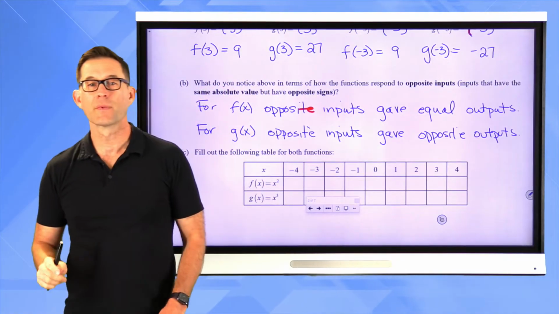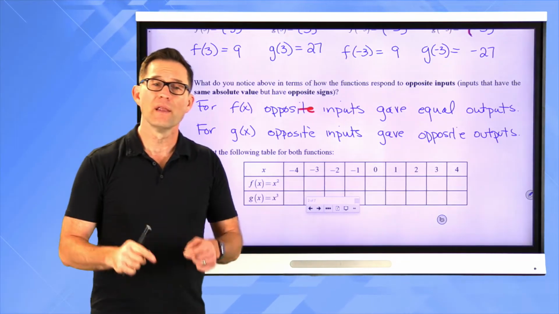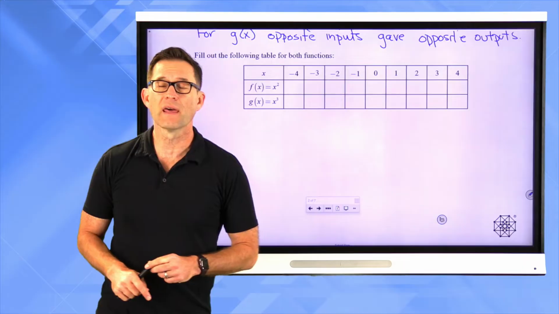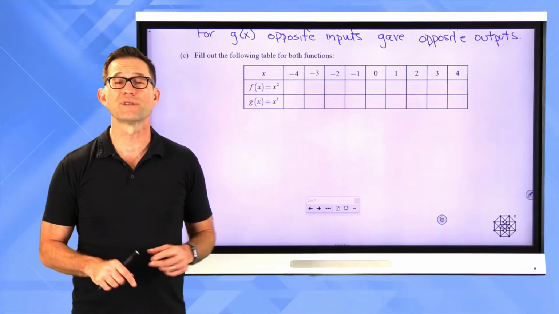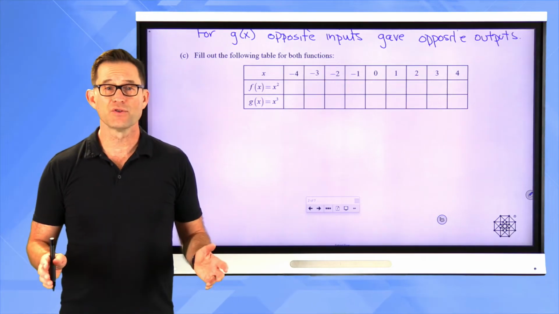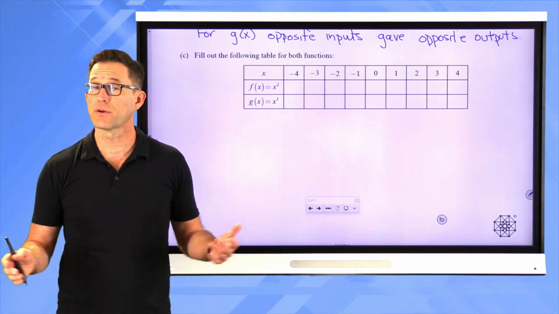All right. Now, that was just for 3 and negative 3. Let's fill out a table to get a bigger picture here. So letter C. Fill out the following table for both functions. I think that you should probably be able to do this without a calculator, but if you need to use your calculator, go ahead.